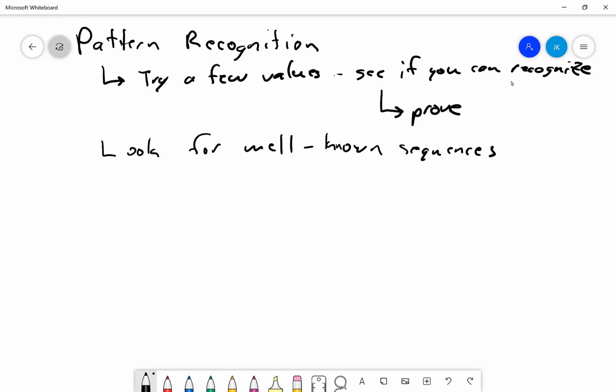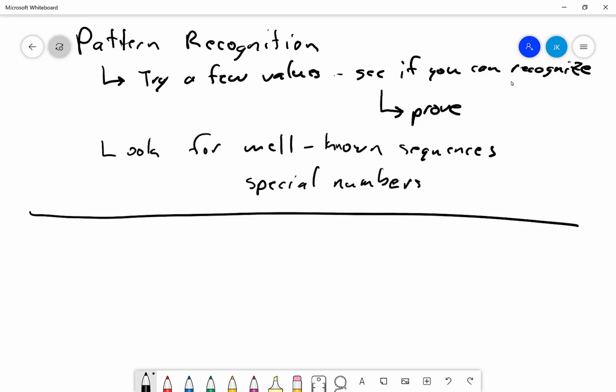So I'm going to spend some time talking about some of the well-known sequences, and in addition to well-known sequences, some of what you might call special numbers. This is things like combinations and permutations and so on. And so we'll talk about a few of these different terms here that we have.